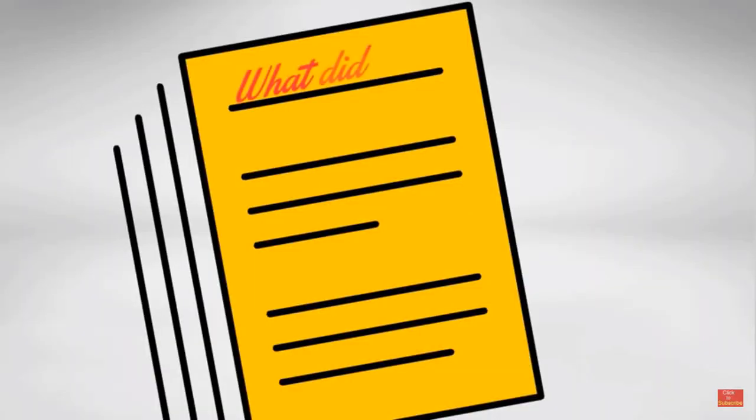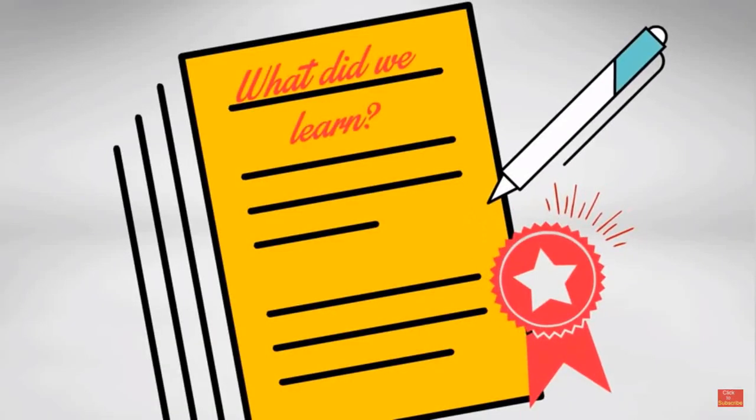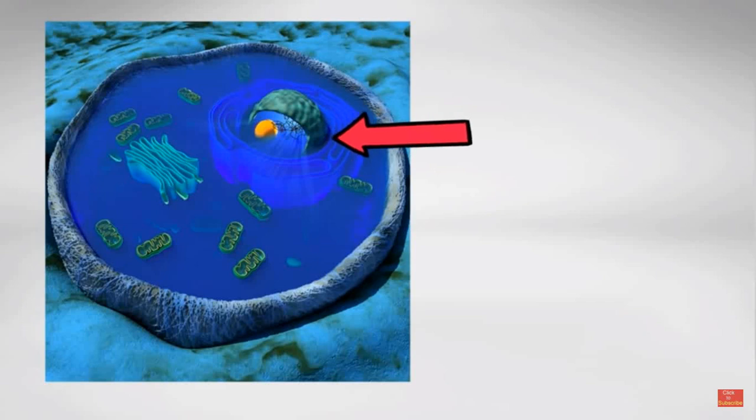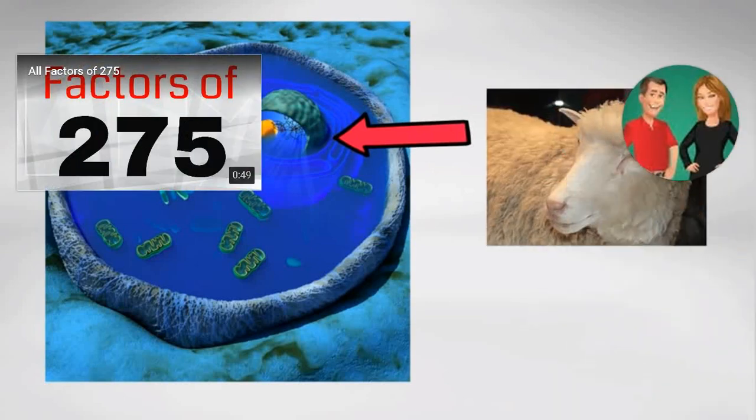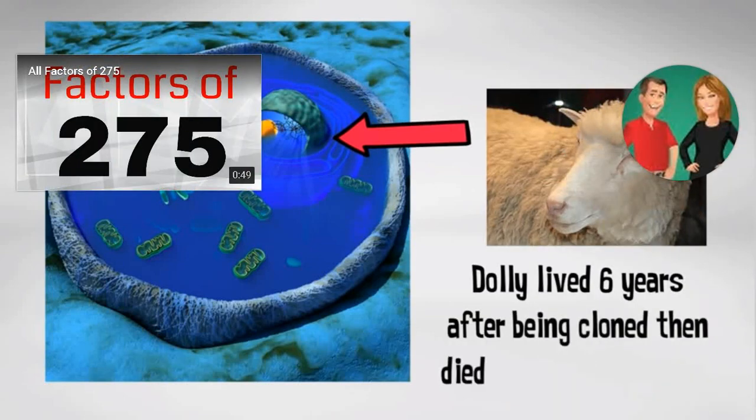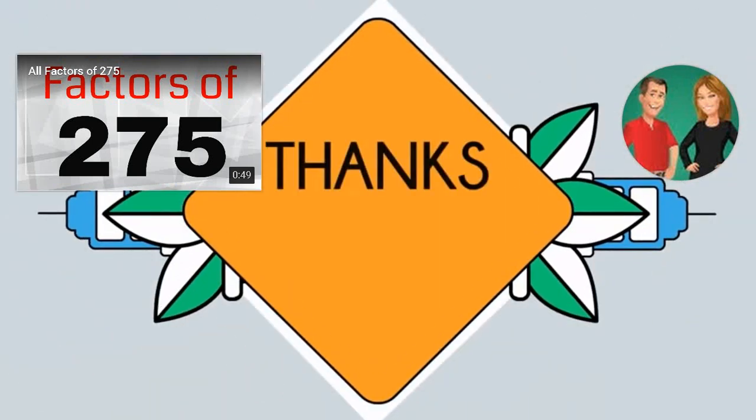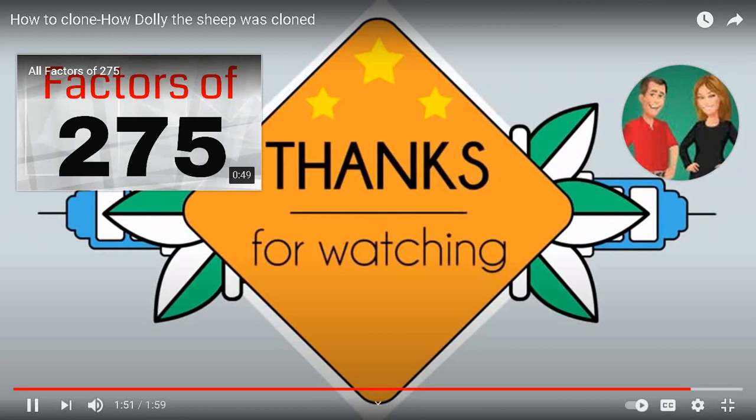What did we learn from cloning Dolly? The main thing was that it helped advance stem cell research, and it proved that the nucleus of an adult cell had all the DNA to give rise to another animal. Dolly lived for 6 more years and then died from a lung disease. Anyway, that's Cloning 101. Thanks for watching.